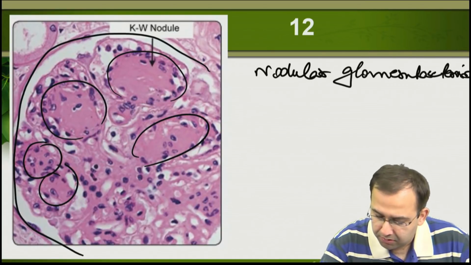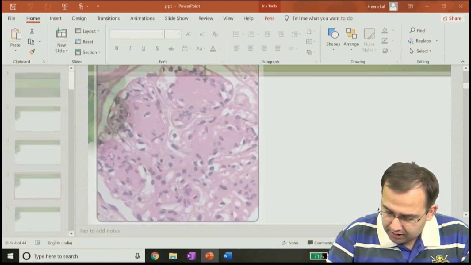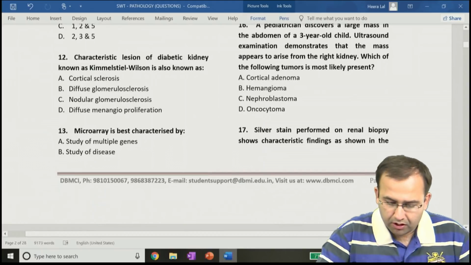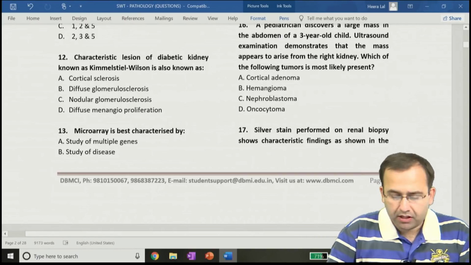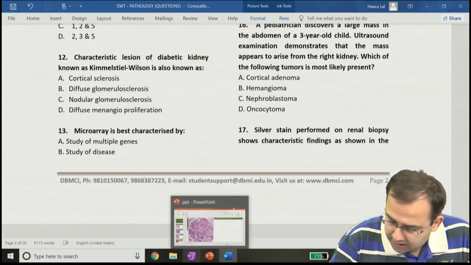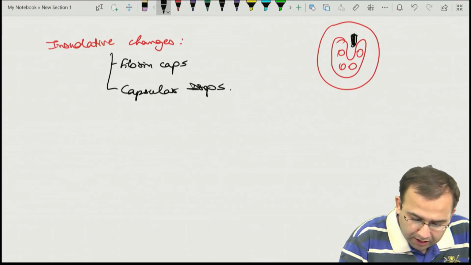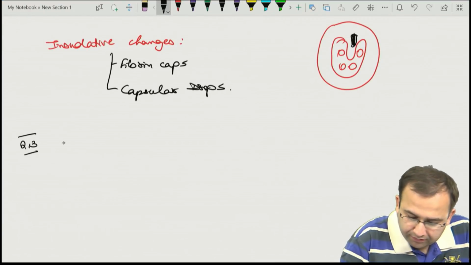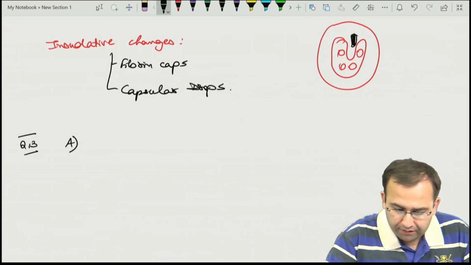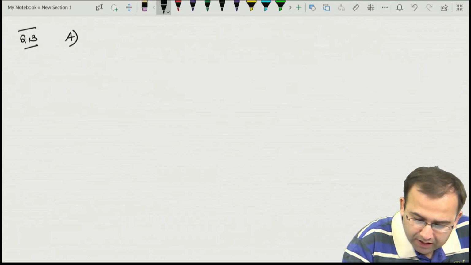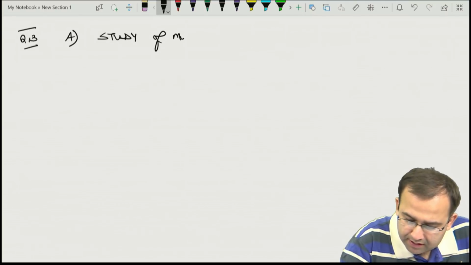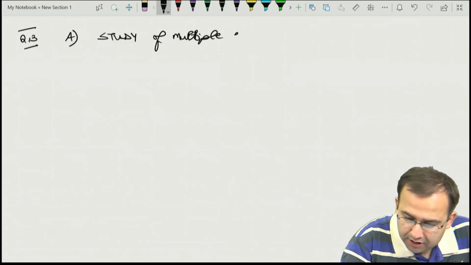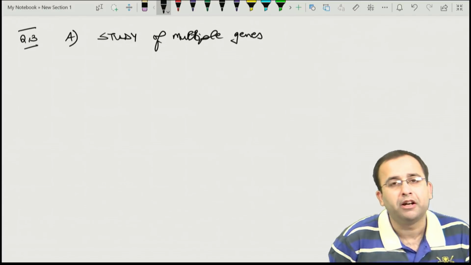Next point, this gets us to our next question, question number 13. Microarray is best characterized by, the answer is A, that is study of multiple genes. Question 13, the answer is A, that is microarray. It is characterized by the study of multiple genes.